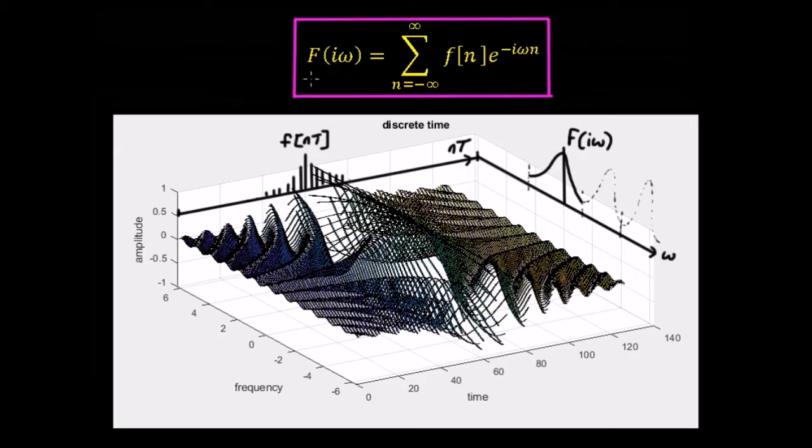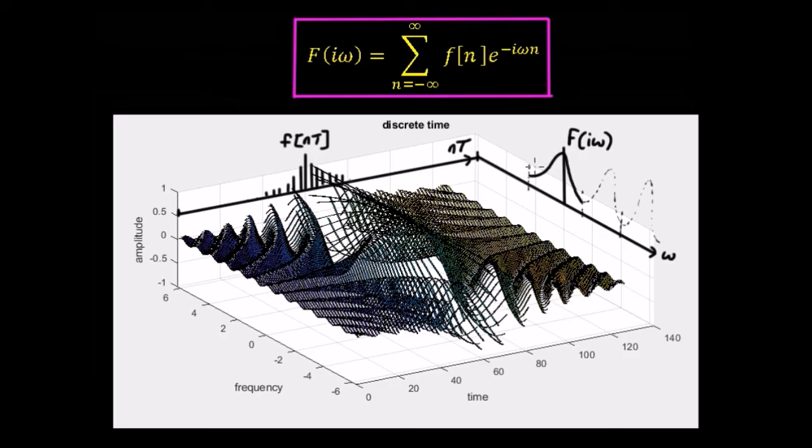So we'll simply be left with the discrete time Fourier transform. We'll have F(iω) equals the sum from n equals minus infinity to infinity of f(n) times e to the minus iωn. And this is the general format that you would tend to see the discrete time Fourier transform written in. So now we've looked at the discrete time forward transform. Let's look at the inverse transform.